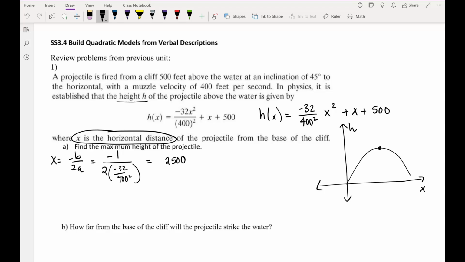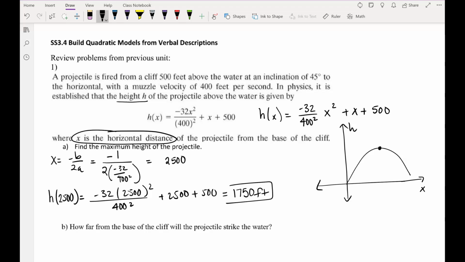So to find the maximum height, we plug it in. H of 2500 is negative 32 times 2500 squared all over 400 squared plus 2500 plus 500. Go ahead and use your calculator and crunch out the numbers. All right, so after entering that all in, I have an answer of 1750. So the maximum height, students, is 1750 feet.